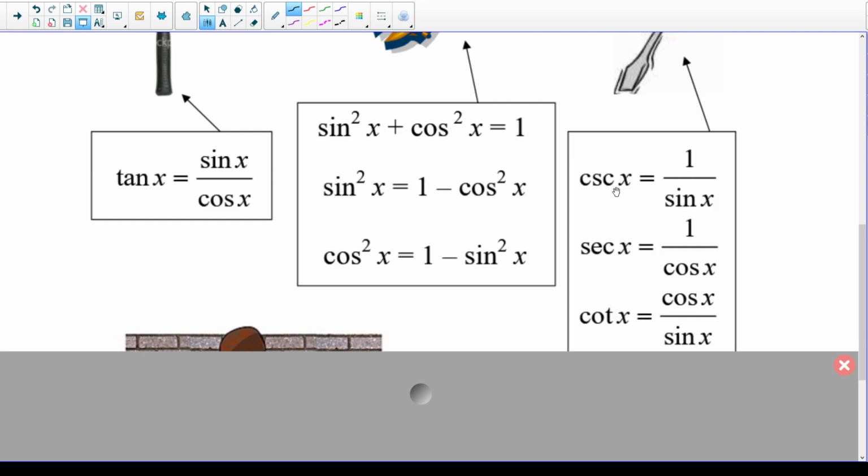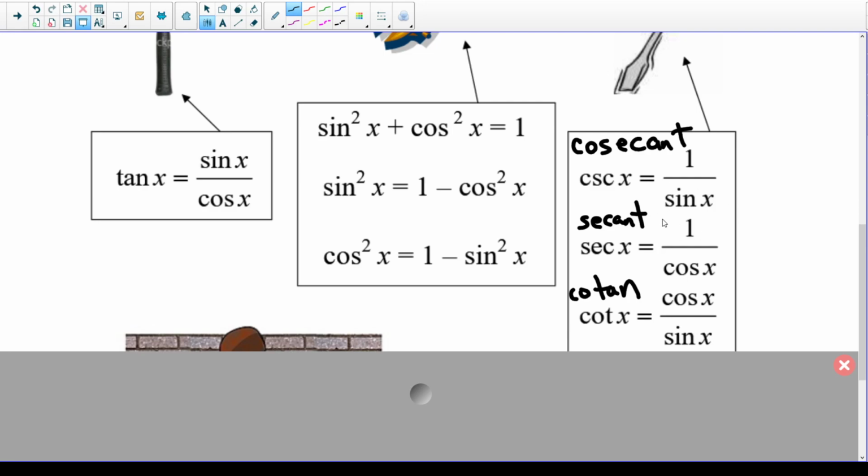So anyway, I think I'm going to write this down so that you have the actual wording next to these. This is called cosecant. This is called secant. And this is called cotangent, which I'll just write as cotan.